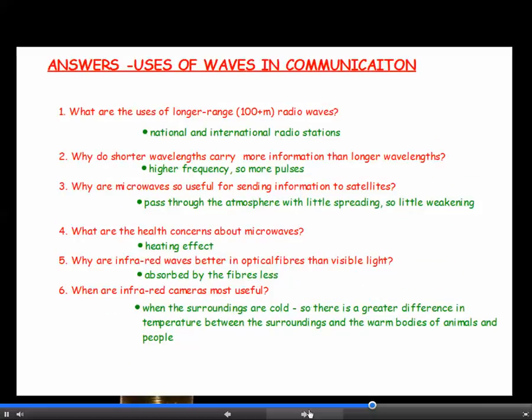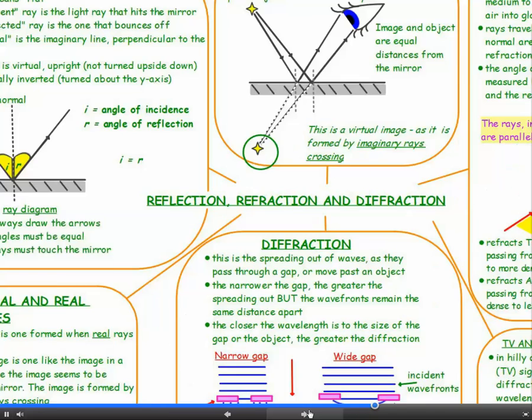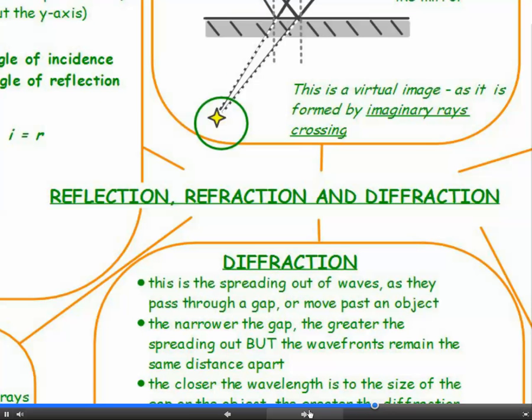So here are the answers to the questions at the end of the previous chapter. Hopefully you've got all these right. So why don't you tick these off before we go on to reflection, refraction and diffraction.